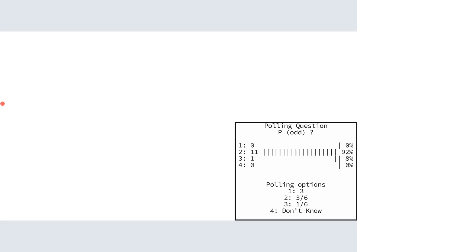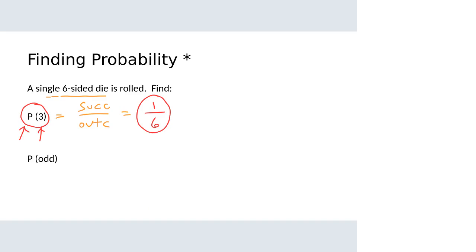Okay, let's see where we are on this one. Okay, not unanimous, but very strong agreement. That's good news. Let's take a look at this one. So, what is the probability of getting an odd number? And so, remembering that probability is successes over outcomes. And on this single six-sided die, we're going to have 6 outcomes. And then the successes are whenever we get an odd number.